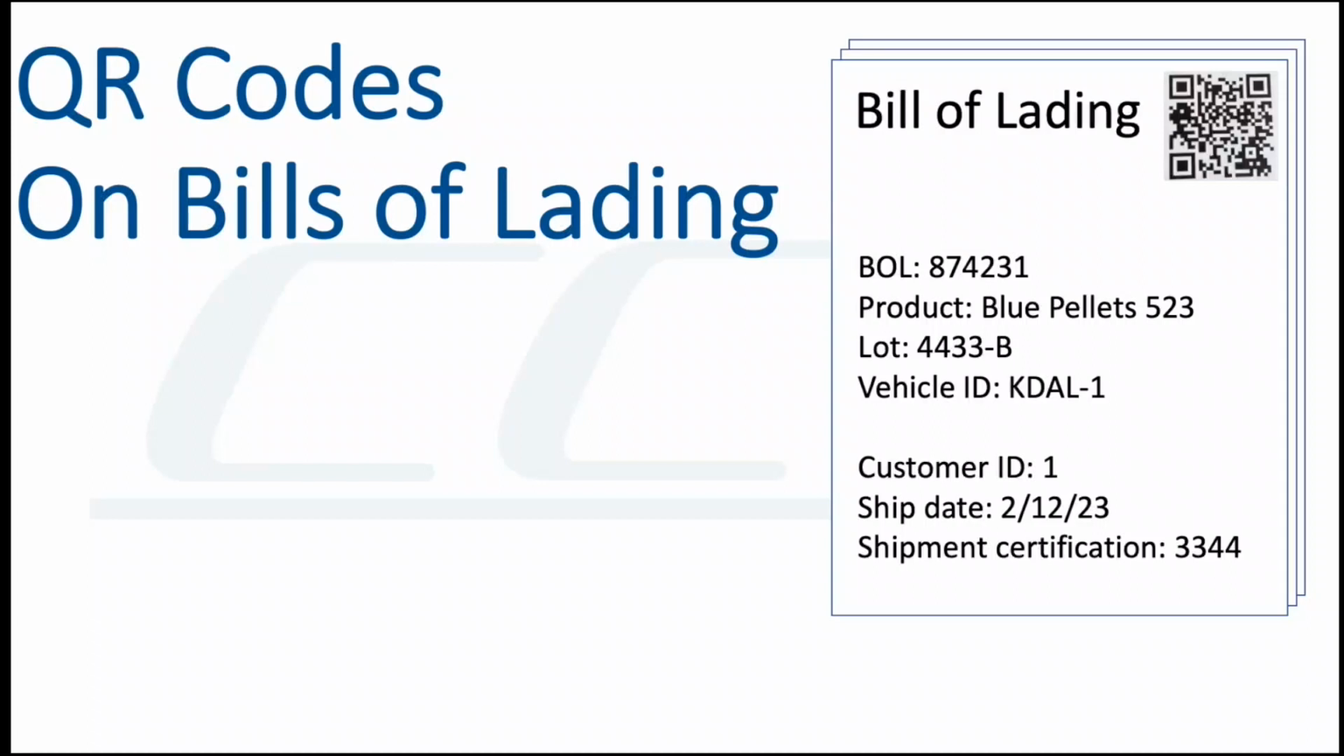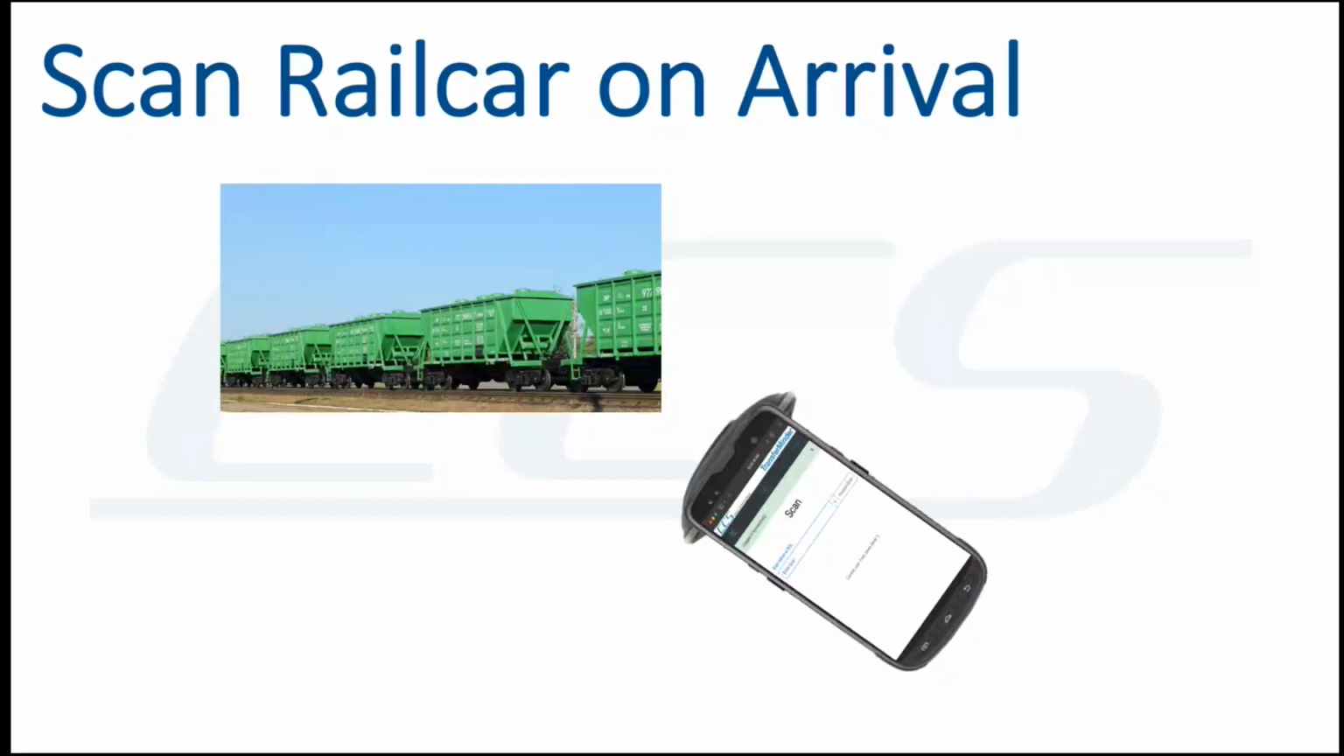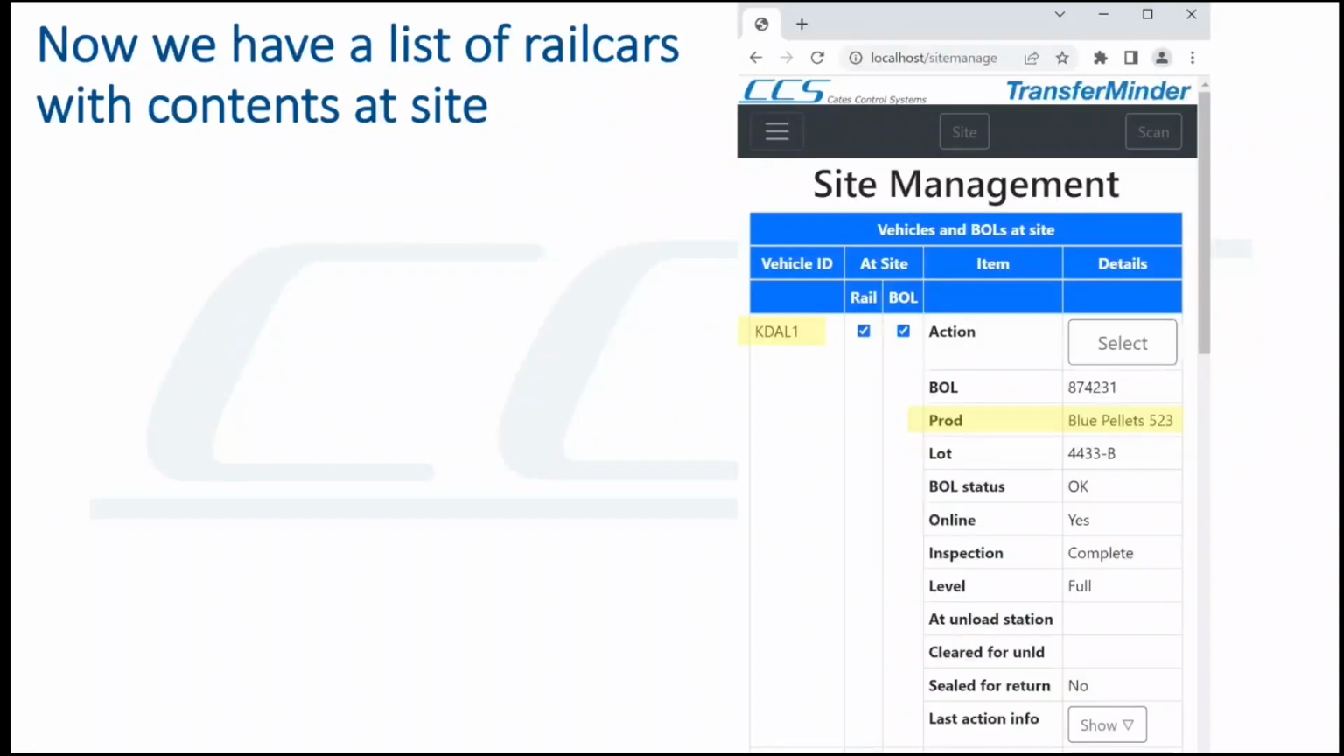And if they gave us that paperwork with the QR code, then we could simply scan them with our scanner, and then we could scan the rail car when it got there. And now we can match them together. We can know what is at site.